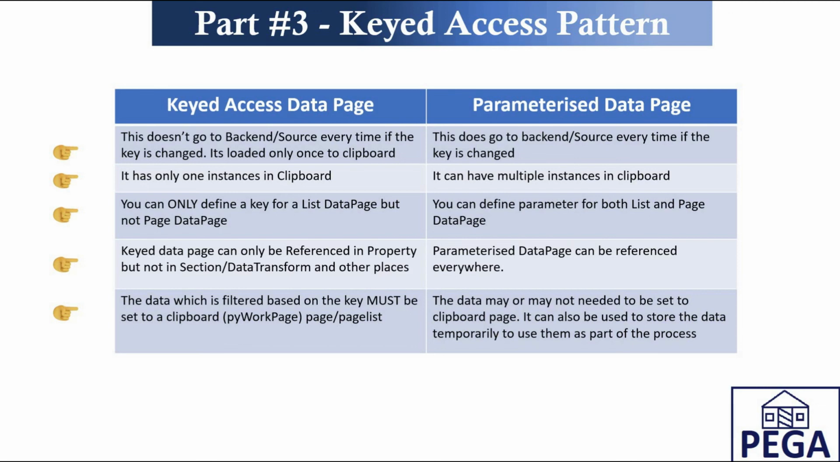Now, the data which is filtered based on the key must be set to a clipboard property. That means, as you could see, that address detail has been set to the clipboard property, wherein it filtered and shows the list of addresses that is required. However, for the parameterized database, you may or may not need to set the detail depending on your business requirement. Let's say you just wanted to fetch the data as part of your process purpose, and you are not going to store them as part of the clipboard property, it's absolutely fine. So that is another benefit of parameterized database over the keyed access database.